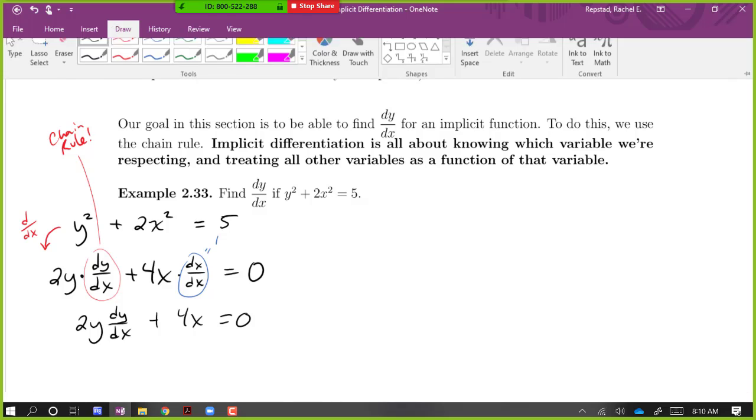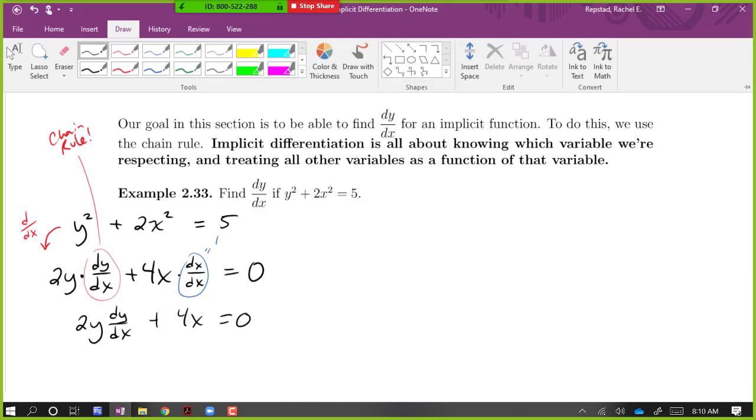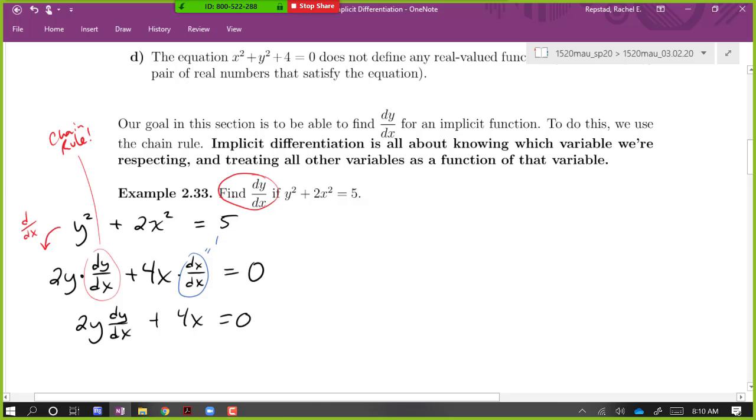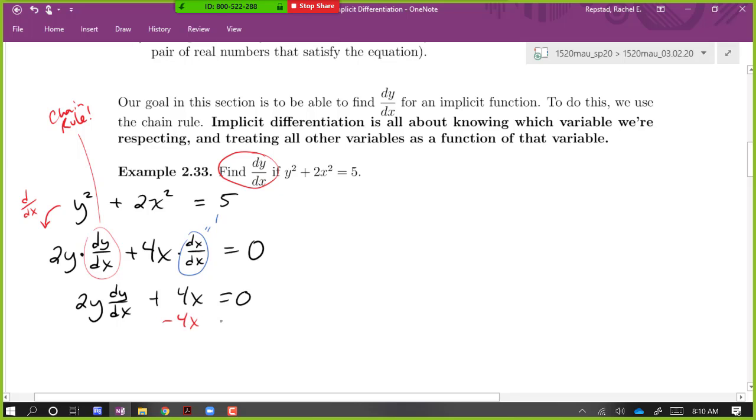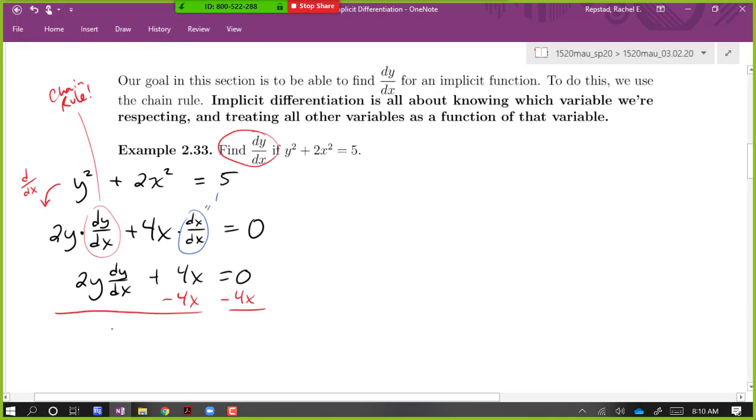Okay. I've taken the derivative. We have differentiated. That calculus part where we take the derivative, that's over. We're not done yet because this problem says find dy dx. My goal is to get dy dx equals. So the rest of this is algebra. Let's solve this equation for dy dx. We'll subtract 4x from both sides. So we have now 2y dy dx is equal to negative 4x.